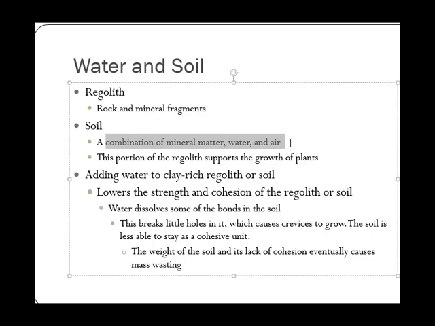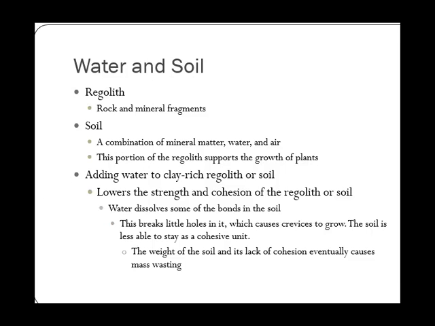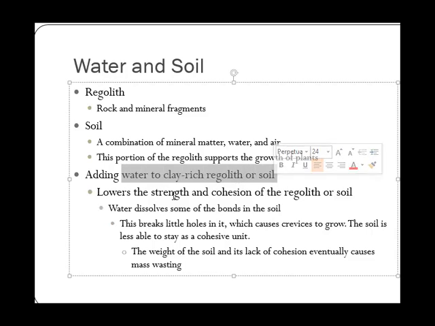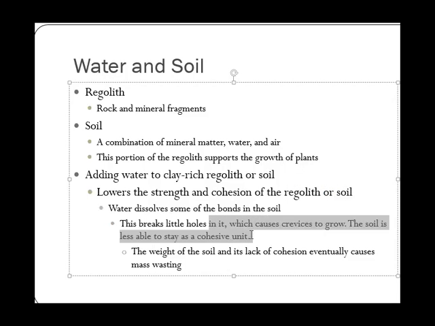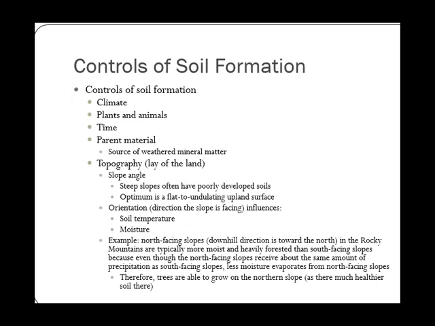Soil is a combination of minerals, organic matter, plant matter, water, and air, and it of course supports the plants. Adding water to clay-rich regolith or soil, in other words, broken down, weathered rocks, obviously helps the weathering along, and therefore makes it more conducive to soil. It lowers the strength of the cohesion of the soil, allowing it to break down more, dissolves the bonds in the soil, helps break little holes in it, which cause crevices, little cracks to grow, and this causes mass wasting, which means the soil flattens out. Mass wasting sounds like a bad thing, but it's necessary because ultimately you want to have a flat ground. The best farms are flat, so gravity allows the soil to eventually even out.